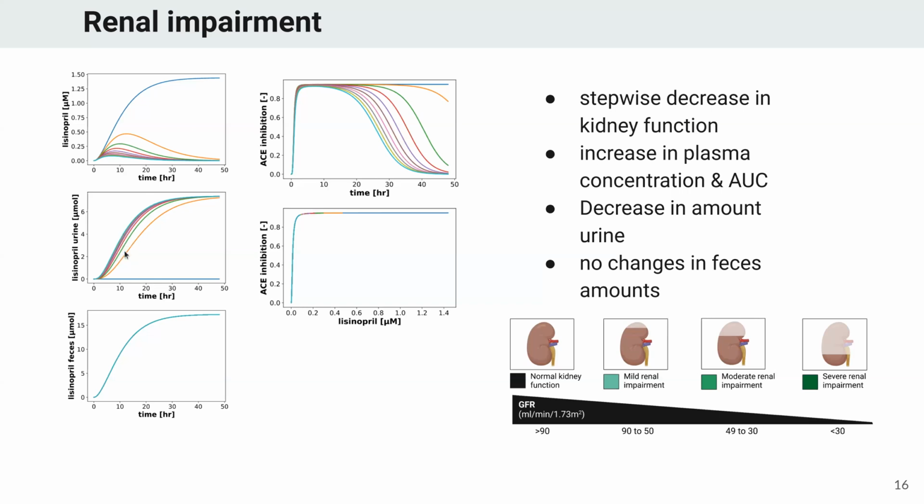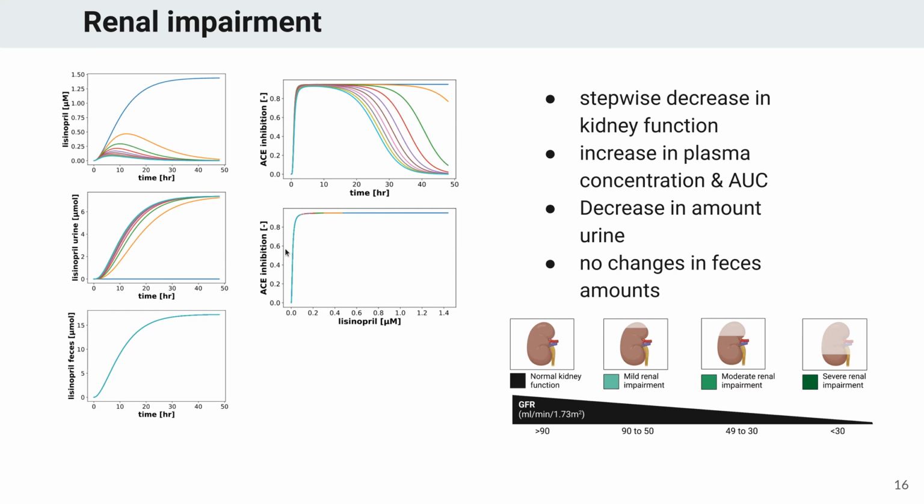So the less function you have, the less per time can be put out, and as a consequence, you get higher plasma concentration, and as a consequence, you also get higher ACE inhibition. So kidney function is constant over time, but the resulting pharmacokinetic changes are, of course, dynamic. I hope this answers the question. Yeah, thank you.